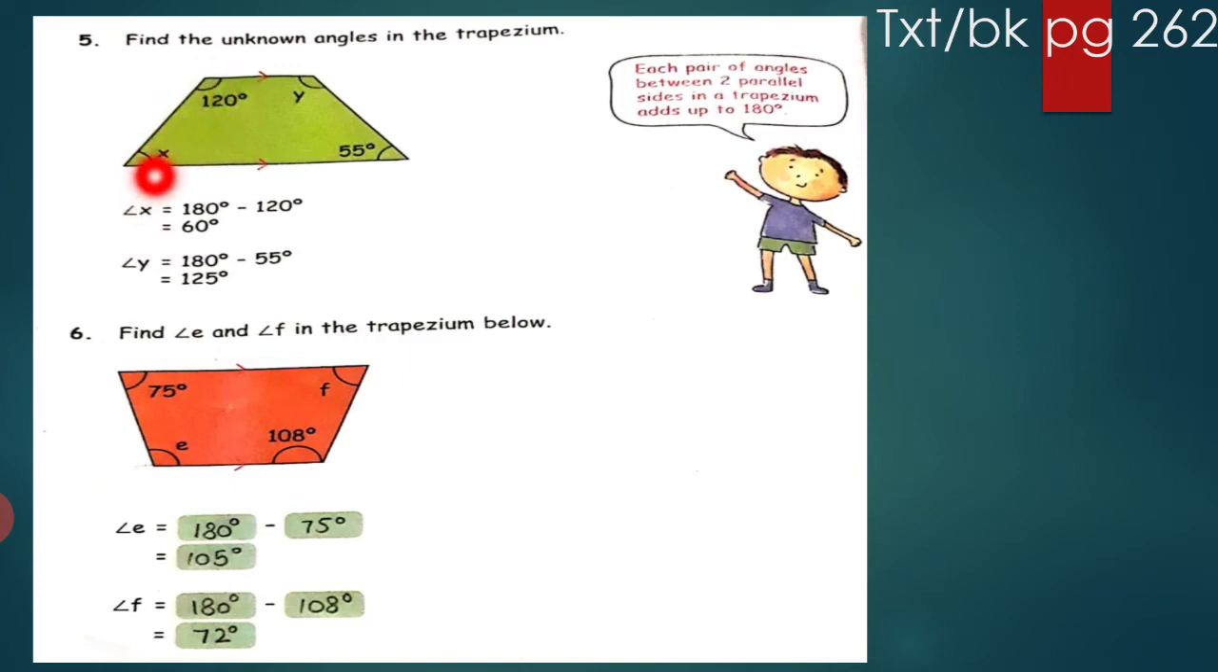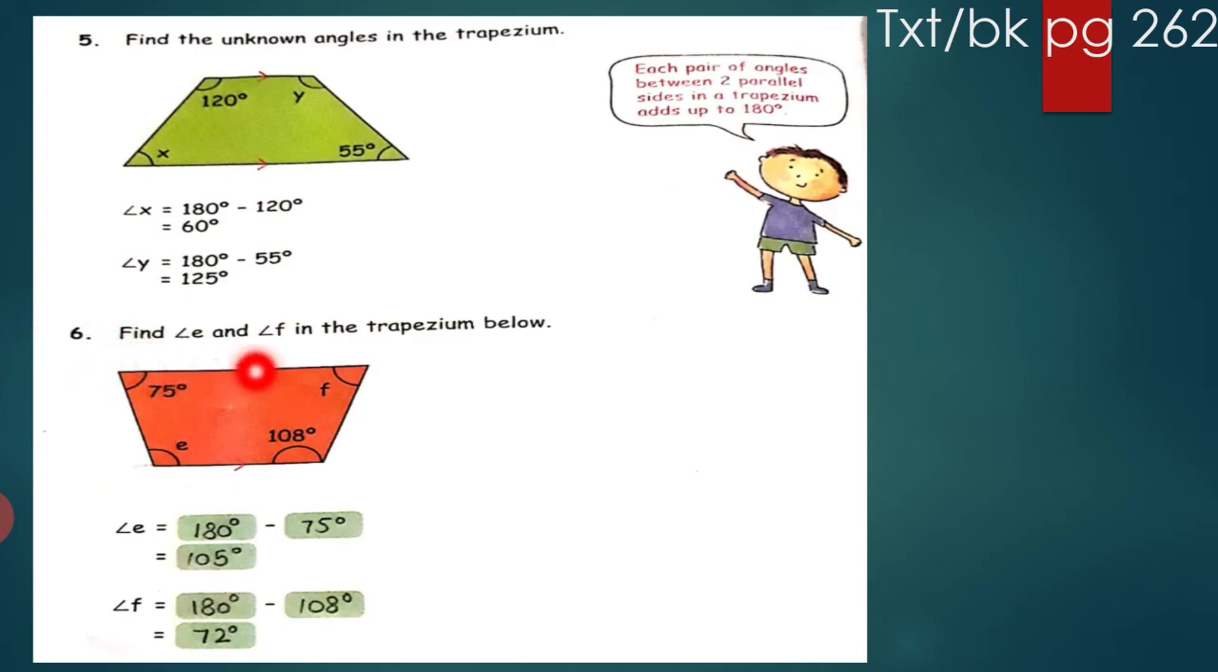So in order to find angle x, what we have to do is subtract 120 degrees from 180 degrees. You will come to know that angle x is equal to 60 degrees. And in order to find y, what you have to do is subtract 55 degrees, because they are angles inside the parallel sides. So 180 degrees minus 55 degrees will give you angle y is equal to 125 degrees.